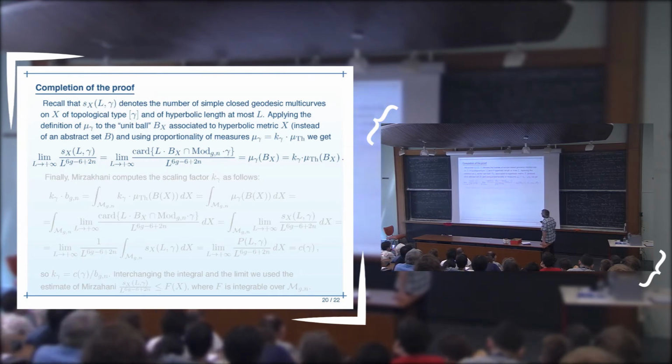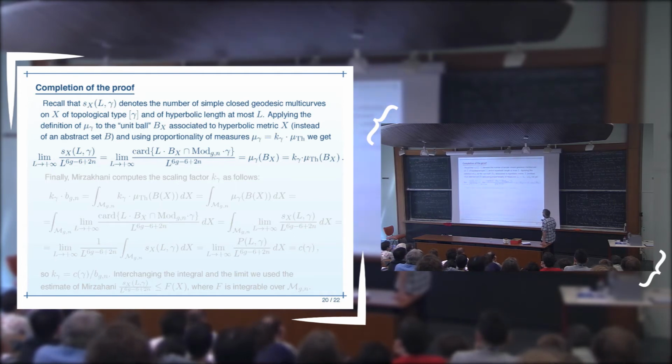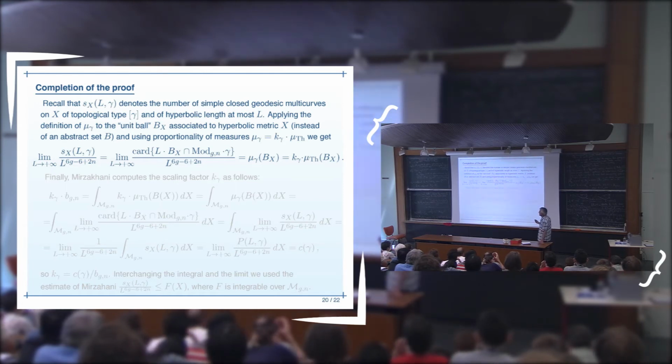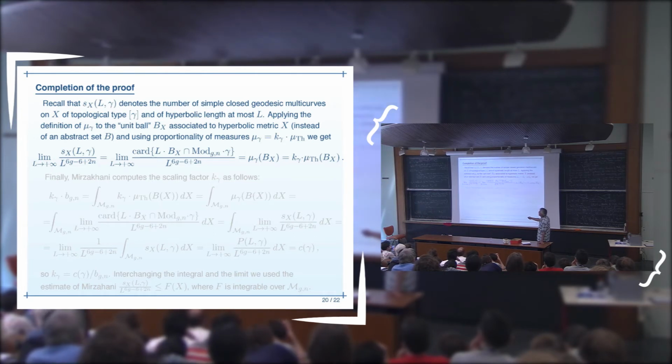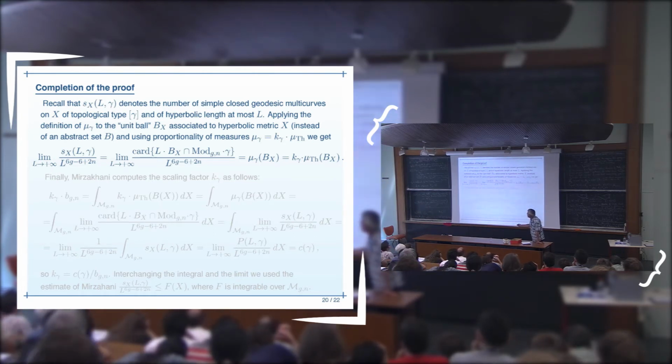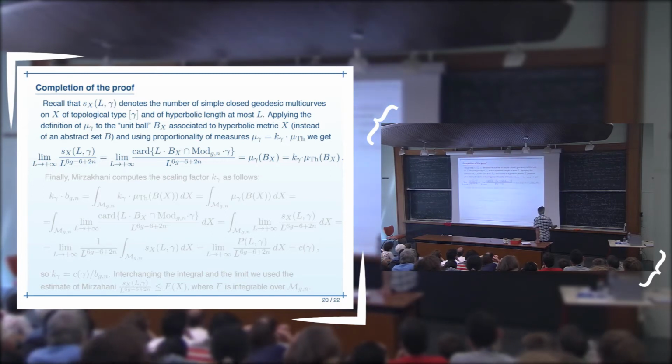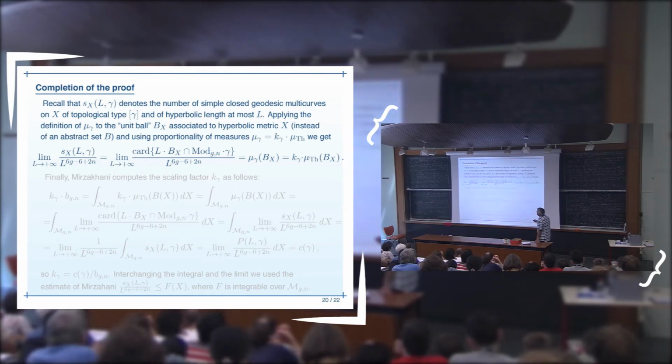And now we'll apply the definition of Mirzakhani's measure mu gamma to the unit ball Bx associated to this particular hyperbolic metric X. And also we'll use proportionality of Thurston's measure and Mirzakhani's measure with some coefficient k gamma. We get the following. So now I'm not averaging anymore. I'm considering this individual Sx of L gamma. I divide it by the power of L which appeared in our averaging result. So we know that if we average this quantity, we get a polynomial of this degree. So I'm dividing by the term which corresponds to the top degree of the polynomial in L. And I'm computing the limit.